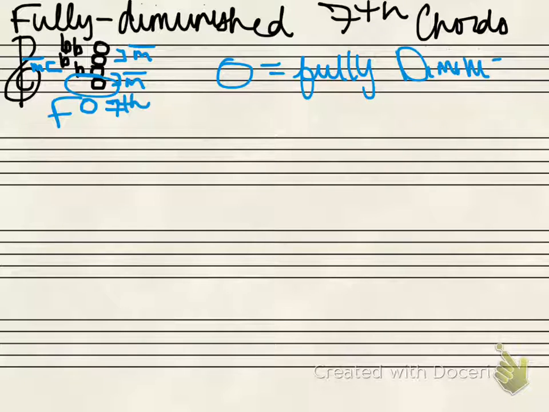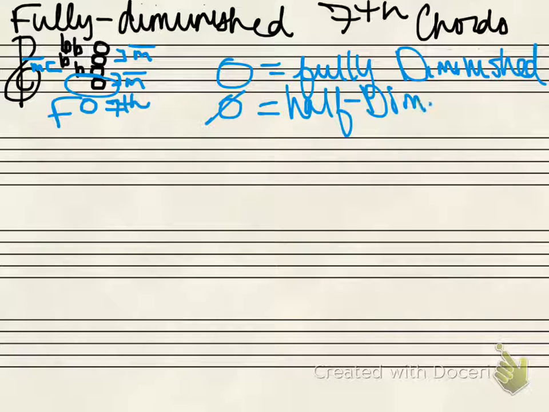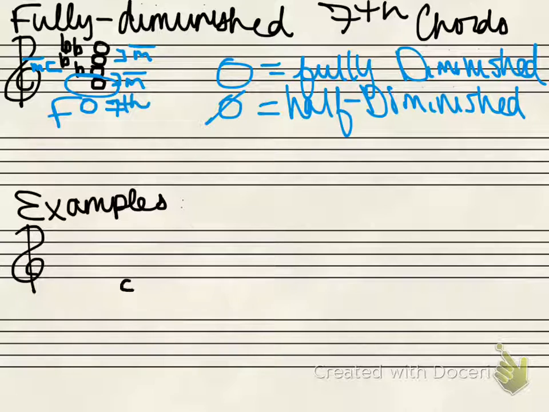And I have the notations at the side. An open circle means fully diminished, and a circle with a line through it means half diminished. And again, the half diminished has a major triad on top instead of a minor one.